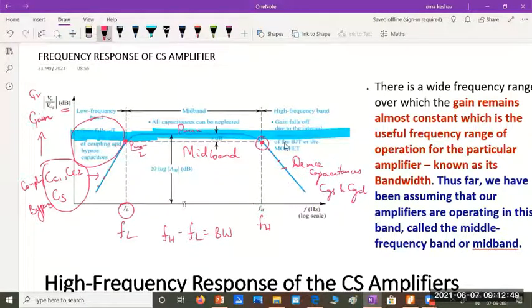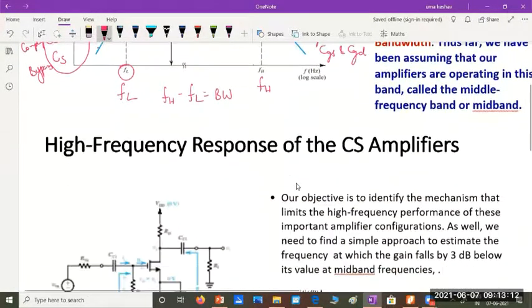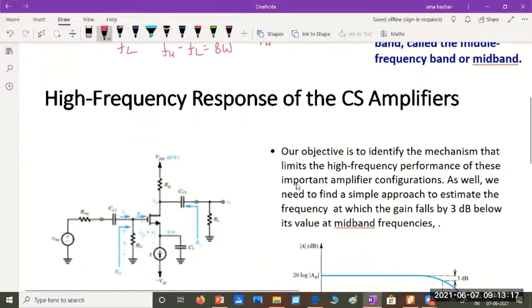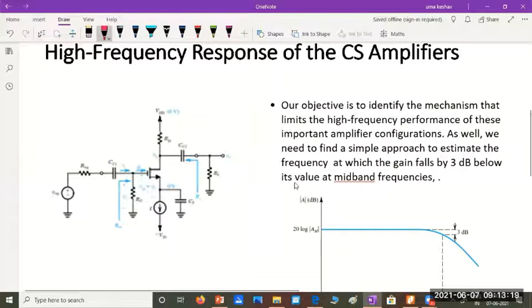Hence, the frequency response of a common source amplifier will look something like this. It will increase from low to high in the low frequency range, and in the mid frequency it remains almost constant. At high frequency it again decreases. Let us try to see and derive why this happens. So we'll start off with the high frequency response of the common source amplifier.